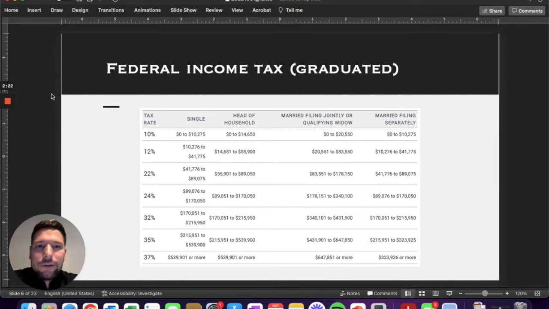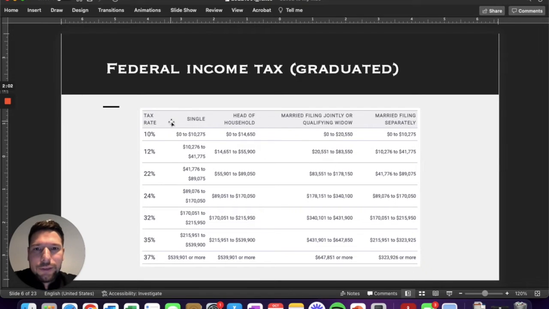Starting off with federal income tax. So in the United States, this is a graduated, or you might have heard the term progressive, tax rate where depending on how much money you make, you're going to pay a certain income tax on the first part of that money, and then you'll pay another income tax on the next part of that money, and so on and so forth as you work your way up that income tax ladder.